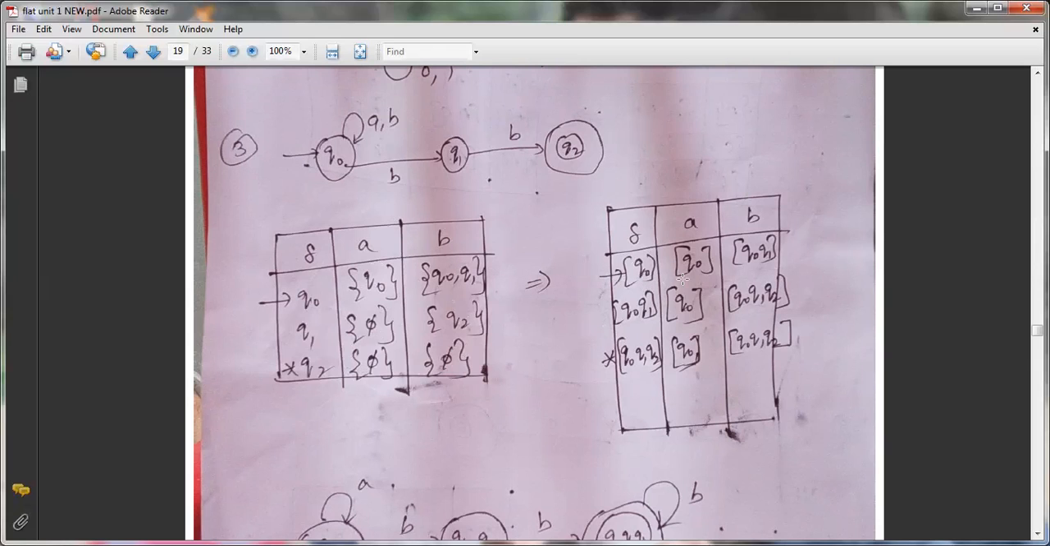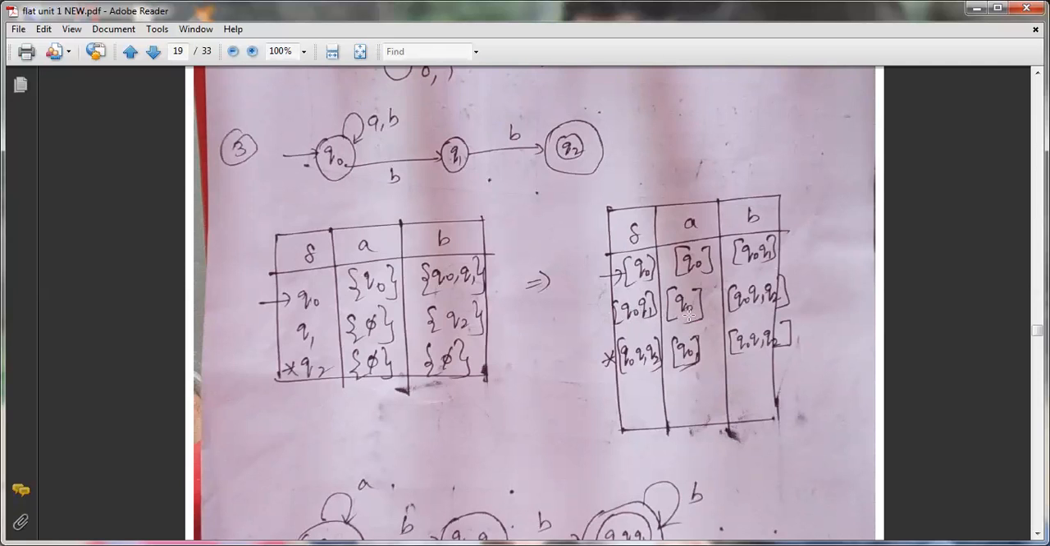Q0 and A is going to where? Q0. Q0 and B is going to where? Q0, Q1. What is the new state here? Q0 and Q1. So I will take it as Q0, Q1 here. So Q0 on A is going to Q0. Q1 on A is going to null state. So I will take it as Q0 only.